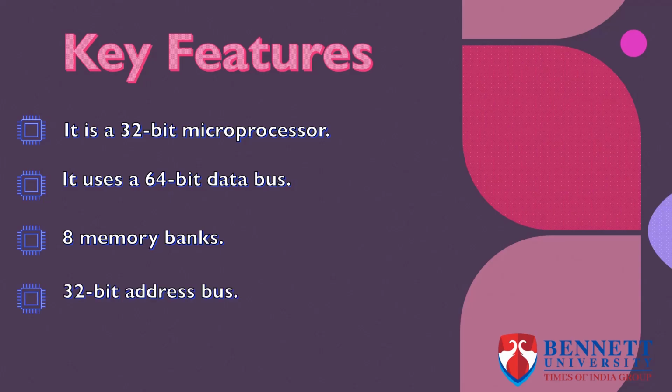It has a 32-bit address bus. That is, 2 raised to the power 32 gives 4 GB of physical memory. Now 4 GB is the amount of memory that can be accessed by Pentium. And also in Pentium you can connect a 64 terabyte hard drive.